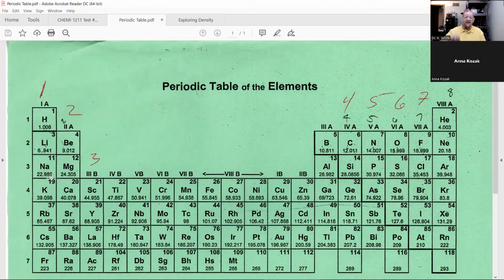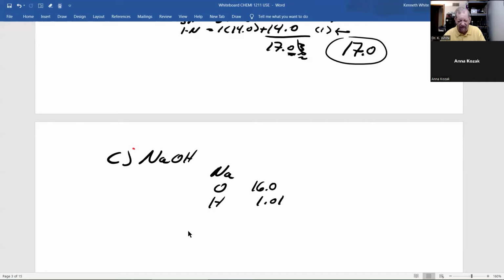How do you round 22.989 to three significant figures? Keep the 2, keep the 2, keep the 9. Use the 8 to round off. Is that 4 or less or 5 or higher? It's 5 or higher. You drop that 8, and the 9 in front of the 8 you increase by 1 to 10. 1.0 plus 22 is 23.0. So to three significant figures, the atomic weight of sodium is 23.0. And you add these all up.